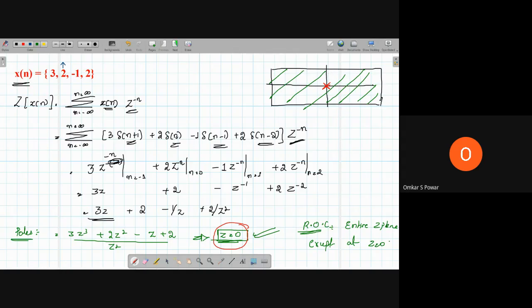Okay. So now how did we solve? We'll see once again. We have the given signal x of n. First thing, we have to write the formula.